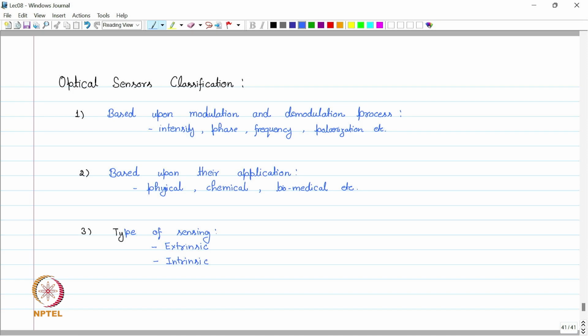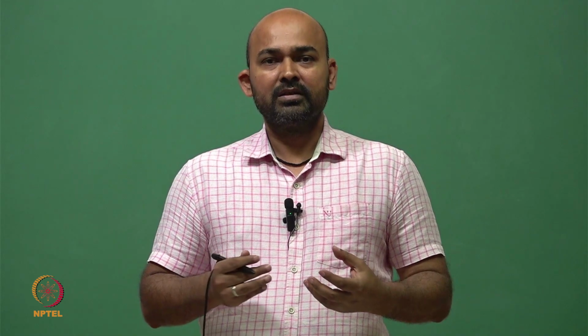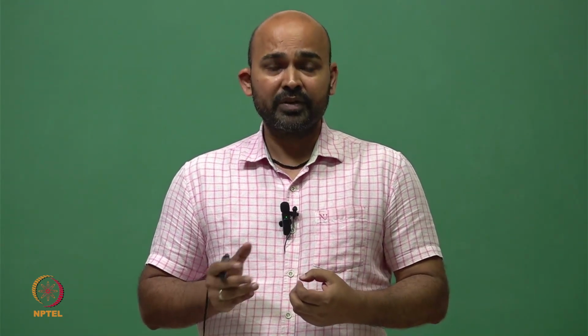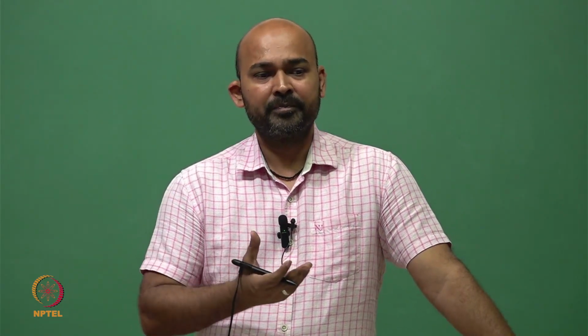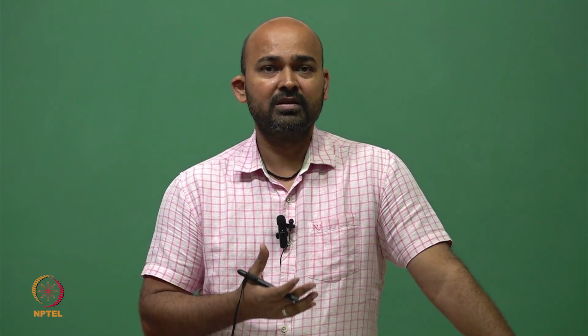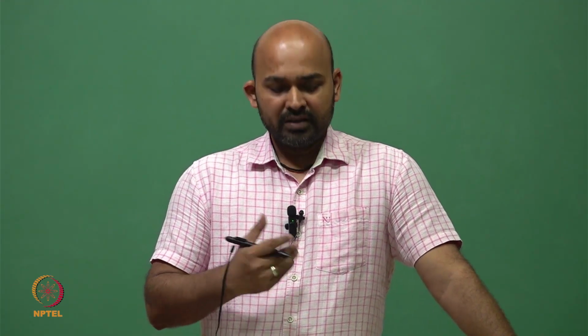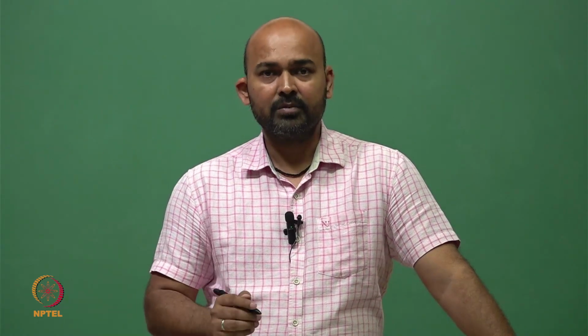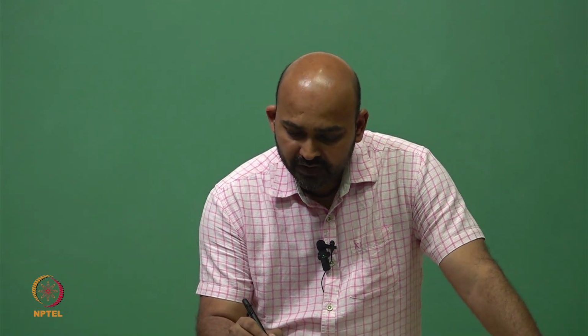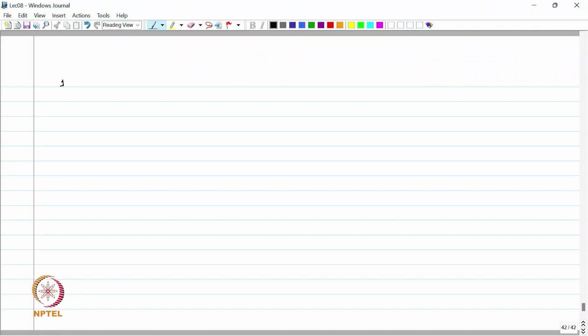So we can classify optical sensors basically into three types. One is the modulation and demodulation. We are modulating some of the parameters, for example intensity or phase. The second classification can be based on the application. Let's say we want to measure the pressure, so we can say it is a pressure sensor which is using optical means. And the third classification can be based on the intrinsic and extrinsic type, which we will come to later. So the first one is based upon the modulation and demodulation.